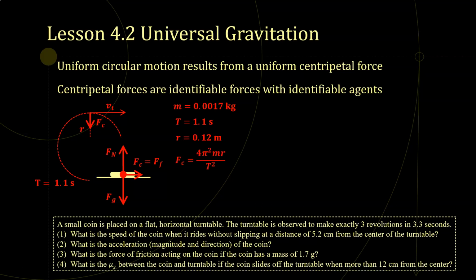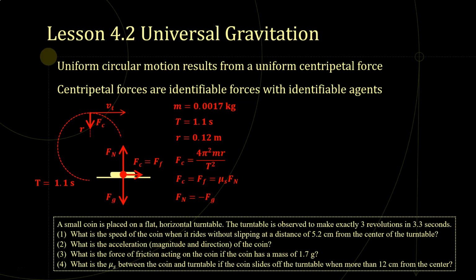Here's my equation for the centripetal force using the period. 4 pi squared r over t squared gives us the centripetal acceleration. Then I need to multiply that by mass. But my centripetal force is a friction force. And I have an equation for friction force, the coefficient of friction times the normal force. And then if I look at this, I see that the normal force is the opposite of gravity because they're canceling each other out here.